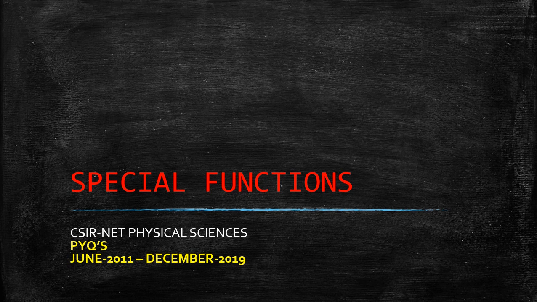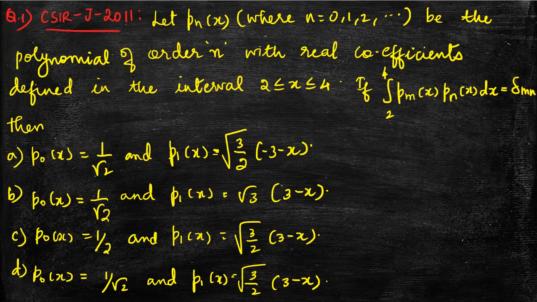So let us see the question now. First question, which is from June 2011, where Pn of x is given, which is a polynomial of order n with real coefficients defined in the interval 2 to 4. And if the integral of Pm of x, Pn of x, dx is equal to delta mn, then.